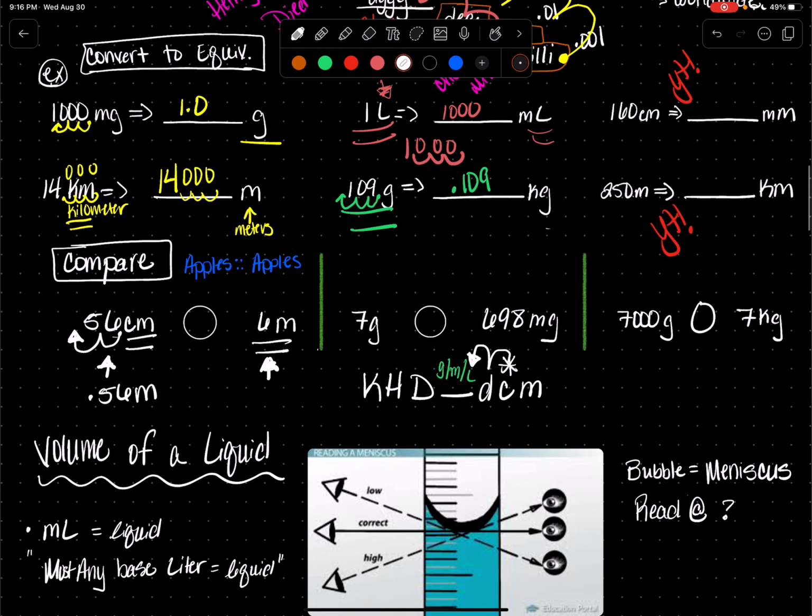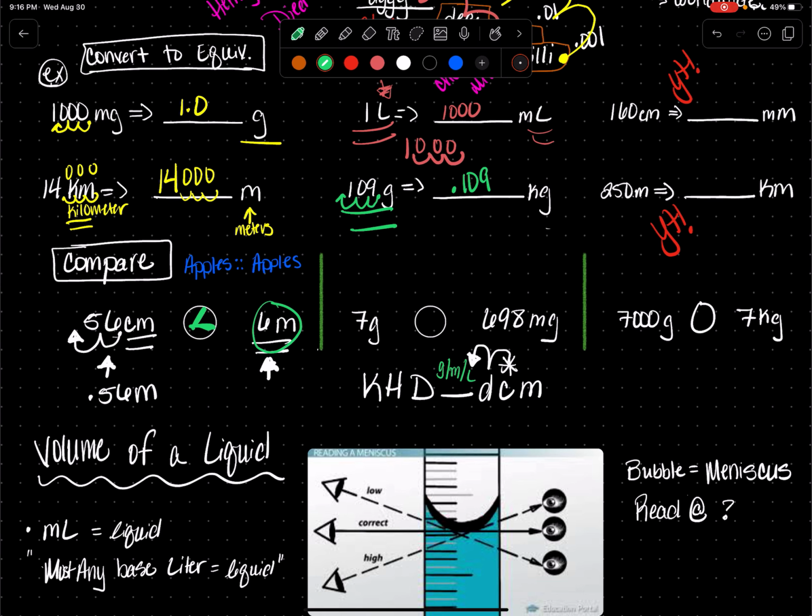All right. So who's bigger? 6 meters or 0.56 meters? Well, in my head, and what I learned from math class, a meter, 1 is bigger than 0.1. So this one's bigger.